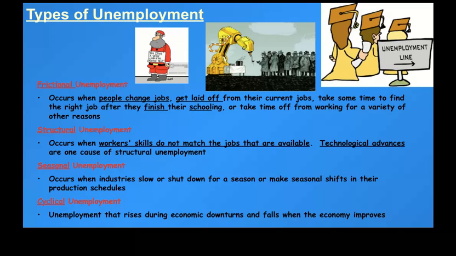And cyclical unemployment is unemployment that rises during economic downturns and falls when the economy improves. A lot of people are facing this right now due to COVID, as a lot of industries have shut down.